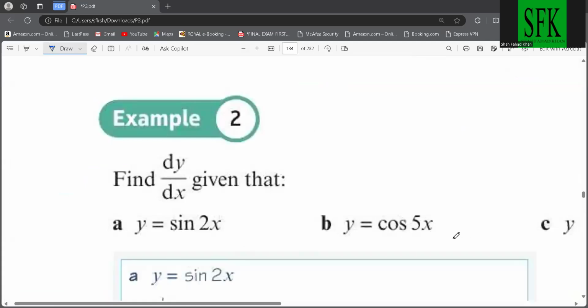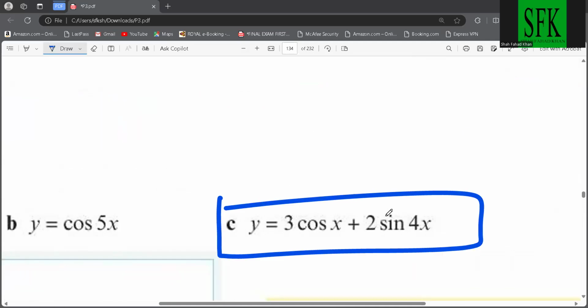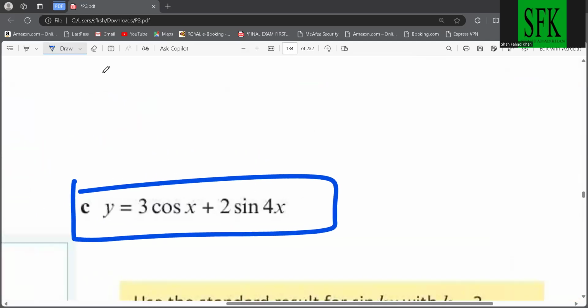Okay, now let's move down. We have some practice questions right over here. If you want, you can solve them. I'm going to solve this one for you guys. Right now we have 3 cos x plus 2 sine 4x. We need to differentiate that. So dy by dx is going to be, now 3 can be written as it is. It's just a product rule. So just write the 3 as it is. Don't have to worry about it.